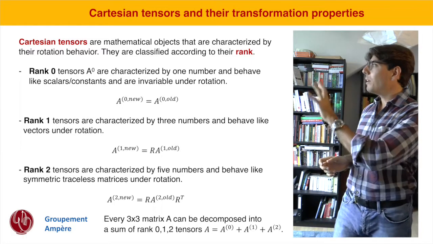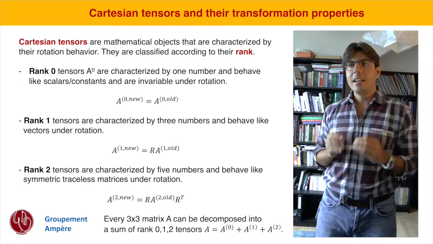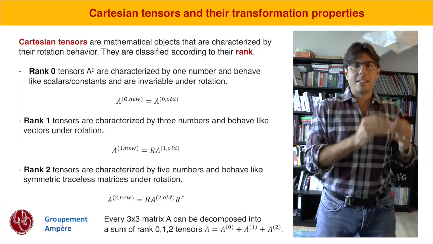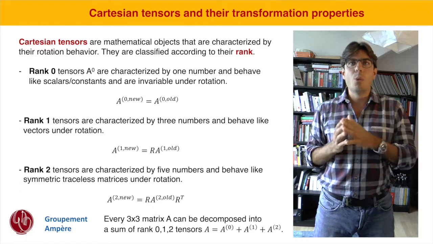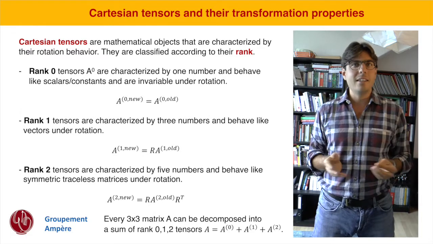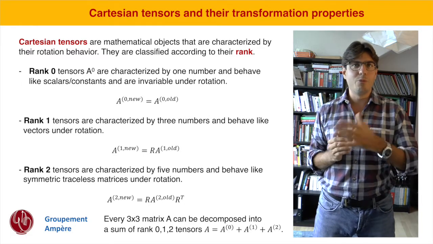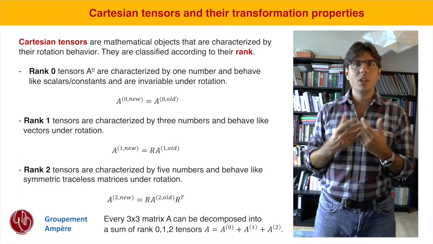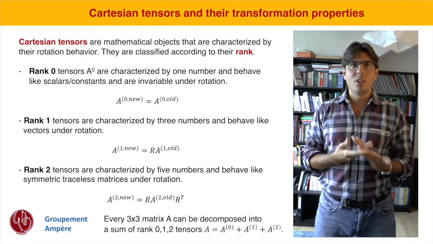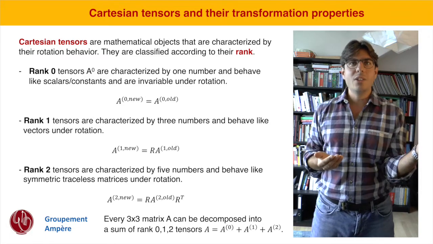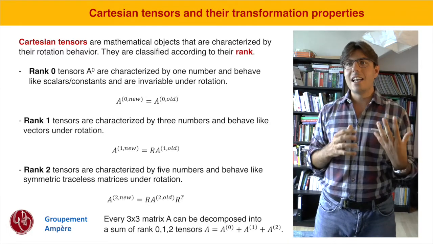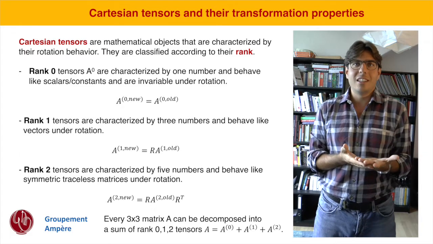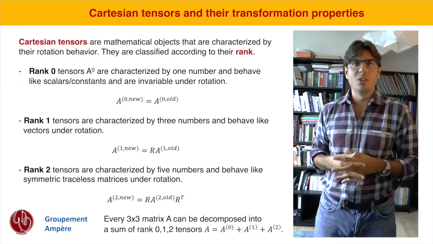And when we start by rank 0 tensor, then actually this is nothing else than a number, a scalar, a constant. And how does a constant rotate? Well, it doesn't really depend on which frame you are in, it doesn't depend on which coordinates you use, it is not going to depend on where you rotate it. A constant is always going to be a constant, and that's why the rotation behavior of a constant is that it just stays equal to itself.